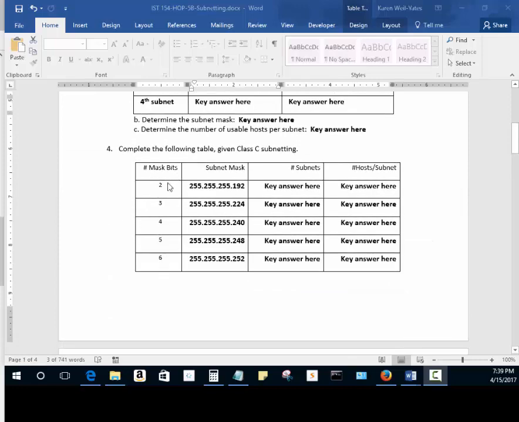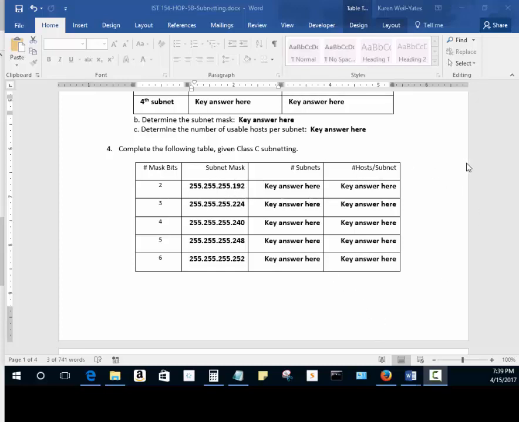In this example, it gives us the number of bits that have been borrowed and placed into the subnet mask. 2 bits is 192, 3 bits is 224, 4 bits is 240, 5 bits is 248, 6 bits is 252. We need to figure out the number of subnets and the number of hosts per subnet. Now, how did we know this? That 2 bits is 192.